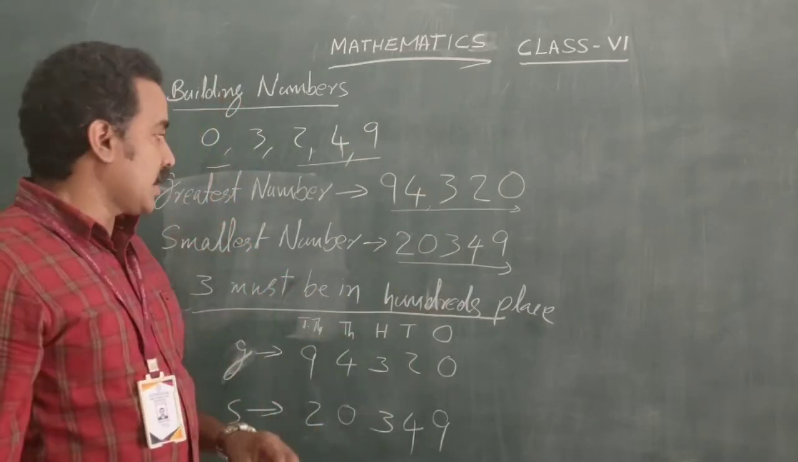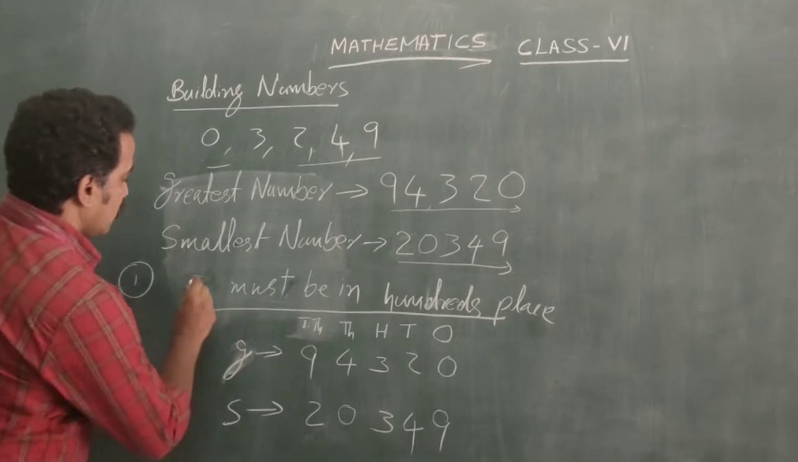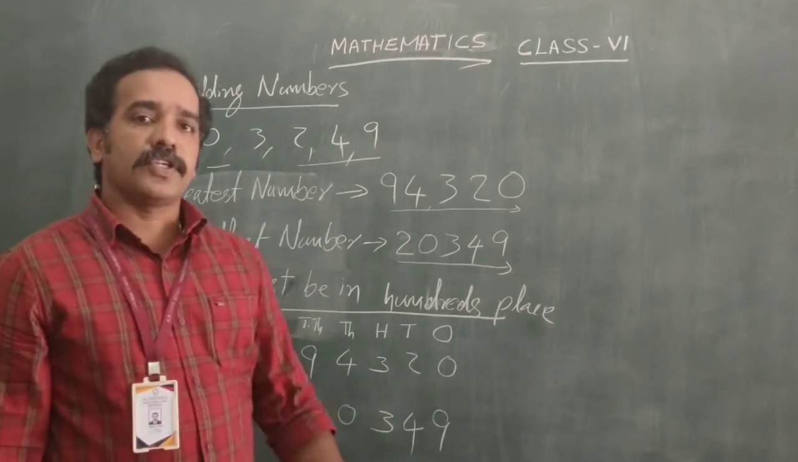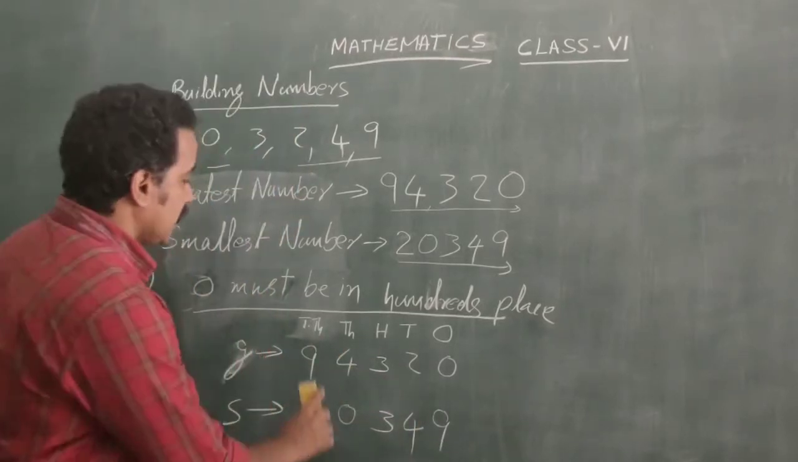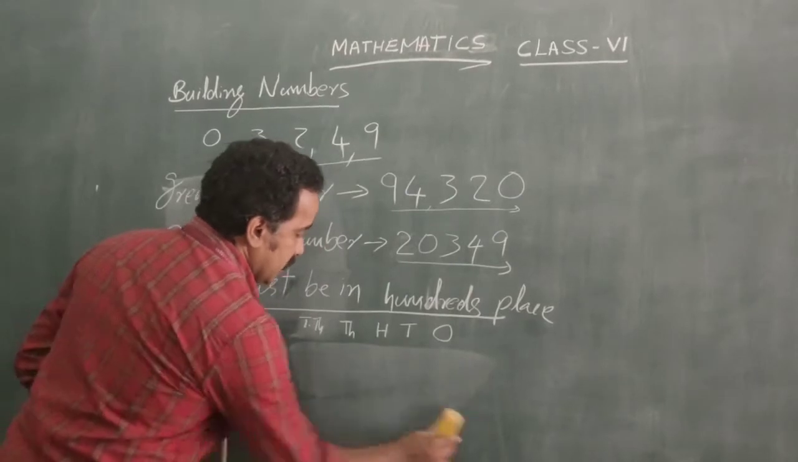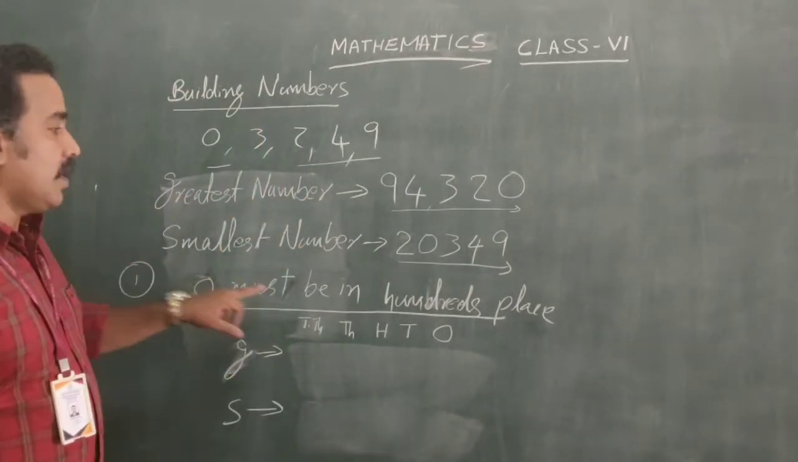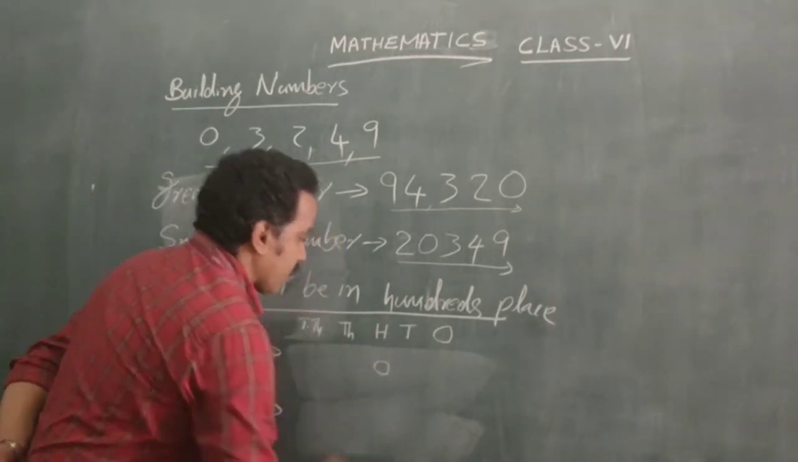But in some other case, another condition I am writing here. 0 must be in hundreds place. If 0 must be in hundreds place, that is the condition, then how will the numbers be? For the greatest number, 0 must be in the hundreds place. So first you have to write 0 here.